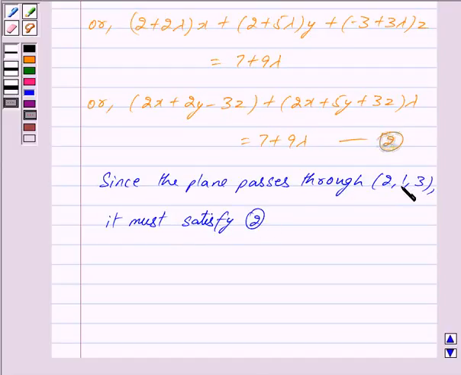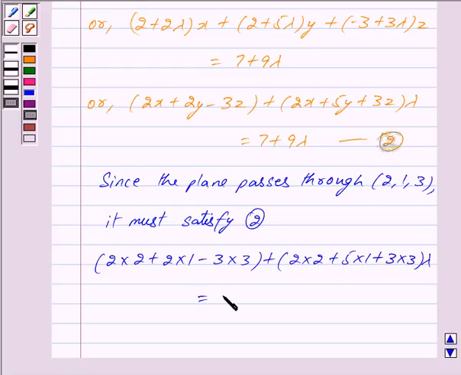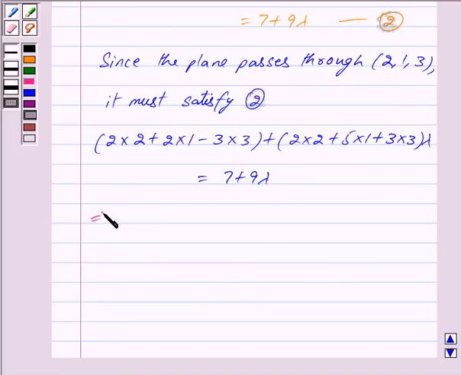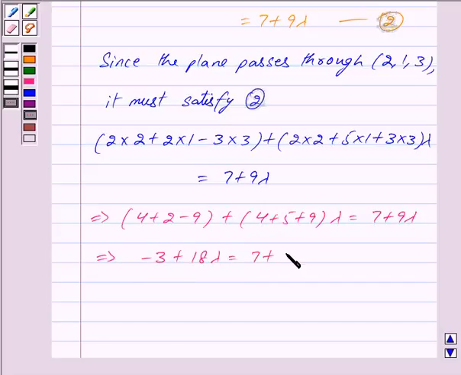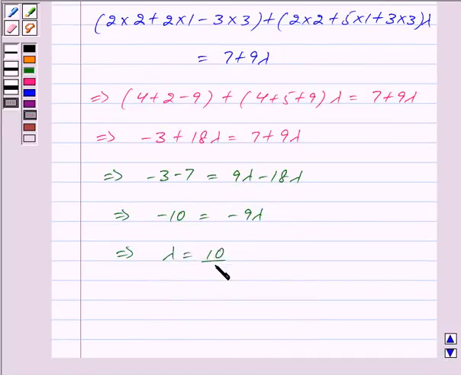So, putting x = 2, y = 1, and z = 3 in equation 2 we get (2 into 2 + 2 into 1 - 3 into 3) + (2 into 2 + 5 into 1 + 3 into 3) lambda = 7 + 9 lambda. This implies (4 + 2 - 9) + (4 + 5 + 9) lambda = 7 + 9 lambda. This implies -3 + 18 lambda = 7 + 9 lambda, which further implies -3 - 7 = 9 lambda - 18 lambda, so -10 = -9 lambda, and this implies lambda = 10/9.